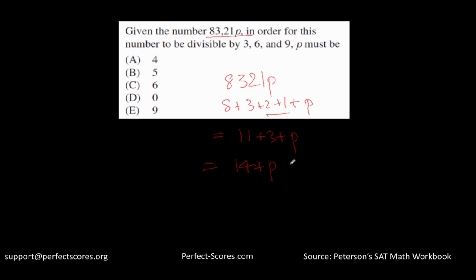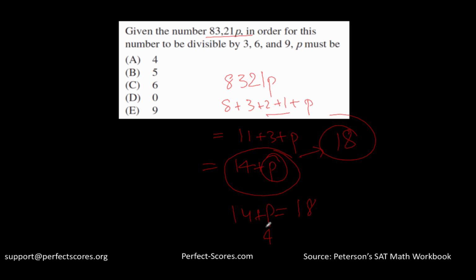14 plus p. Now for it to be divisible by 9, it has to be 18 though, because the sum has to be divisible by 9, and the next number after 14 that is divisible by 9 is 18. So p has to be equal to 4, so that 14 plus 4 is actually equal to 18. So that means my answer is equal to 4. So hope you're understanding my point over here, guys.